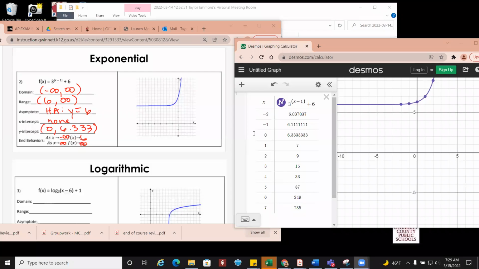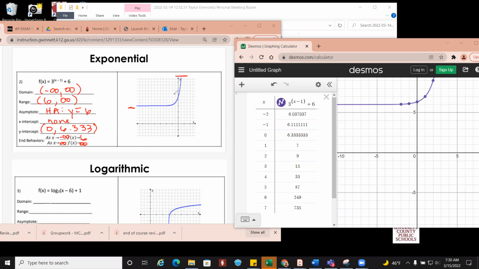All right, so let's check over your work. For domain, most of the time your exponential, unless it's a word problem, is going to be from negative infinity to positive infinity. Your range is going to be from 6 to positive infinity, because our lowest y value is 6 and our highest y value is infinity. Your horizontal asymptote is y equals 6. There's no x-intercepts because it doesn't cross the x-axis.